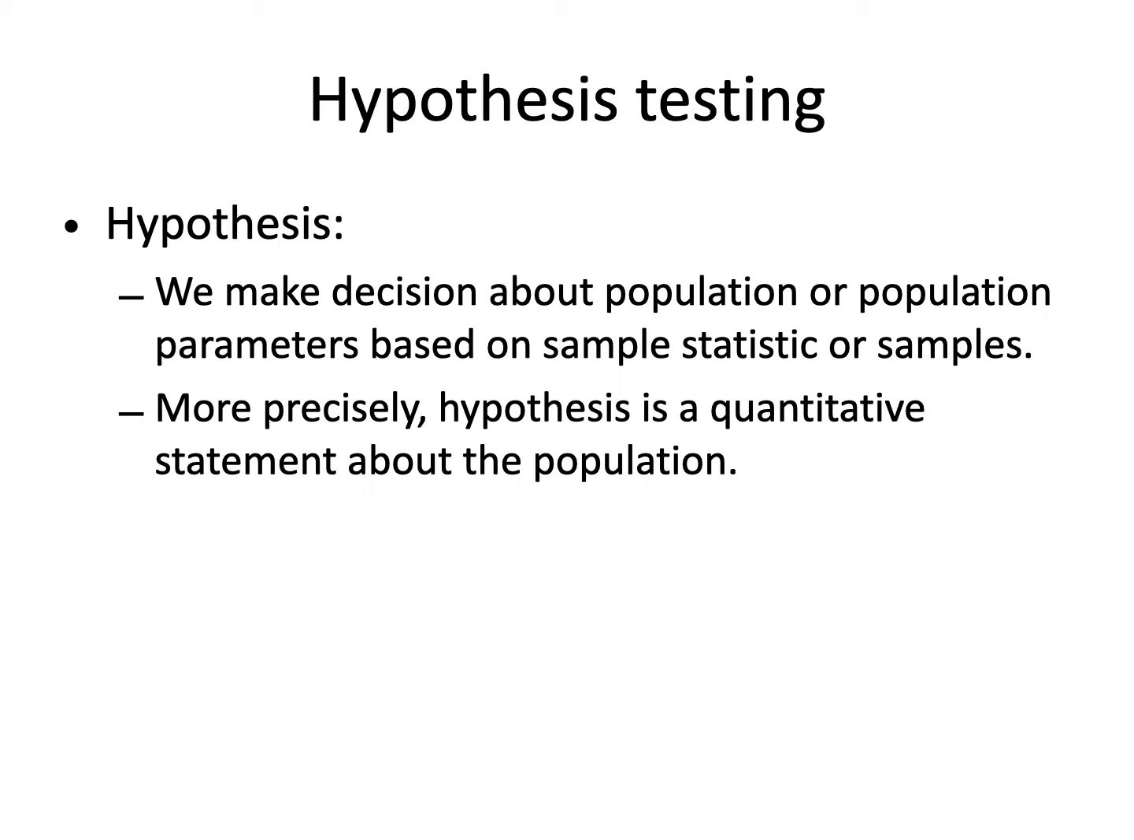Whenever we make a decision about the population or population parameter, we make an assumption about the population parameter, and this assumption is known as the statistical hypothesis. In other words, we make a claim about the population parameters, and more precisely we define hypothesis as a quantitative statement about the population.